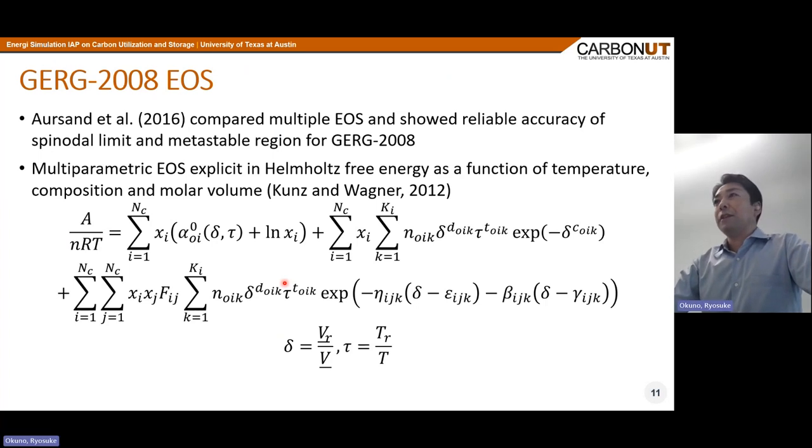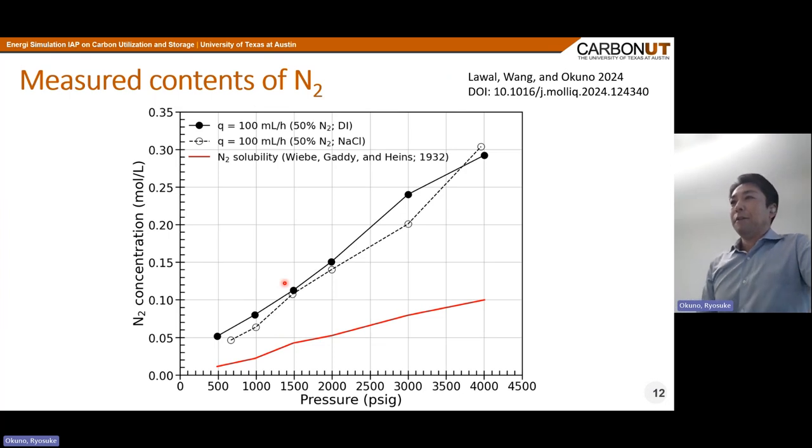This equation of state is explicit in Helmholtz free energy. We coupled this equation of state with our minimization algorithm for Helmholtz free energy minimization for thermodynamic computation. Then we applied this model to understand the overall behavior of high pressure nanobubble dispersion. For example, here I'm showing experimental data of gas content for high pressure nitrogen nanobubble dispersion. The y-axis is the nitrogen concentration in mole per liter, and the horizontal axis is the pressure in psig.